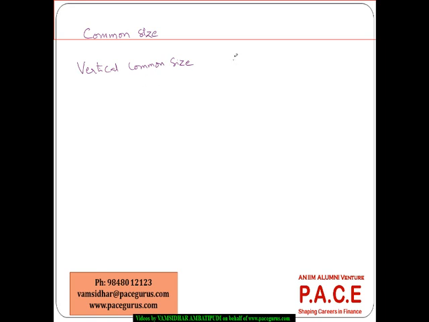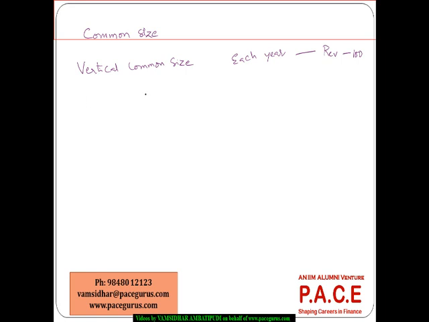So for each year, that particular year's sales or revenue is what we fix at 100, and all other numbers we divide by the sales or revenue for that particular year. That is called a vertical common size income statement.